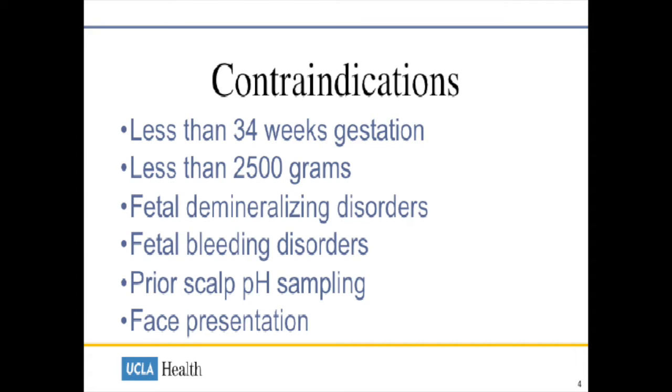These most commonly include less than 34 weeks gestation and less than 2,500 grams. Additional contraindications include fetal demineralizing disorders, such as osteogenesis imperfecta, fetal bleeding disorders, prior scalp pH sampling, however this is not routinely done in the U.S., and face presentation. While not an absolute contraindication, fetal macrosomia should make one pause prior to attempting a vacuum delivery.